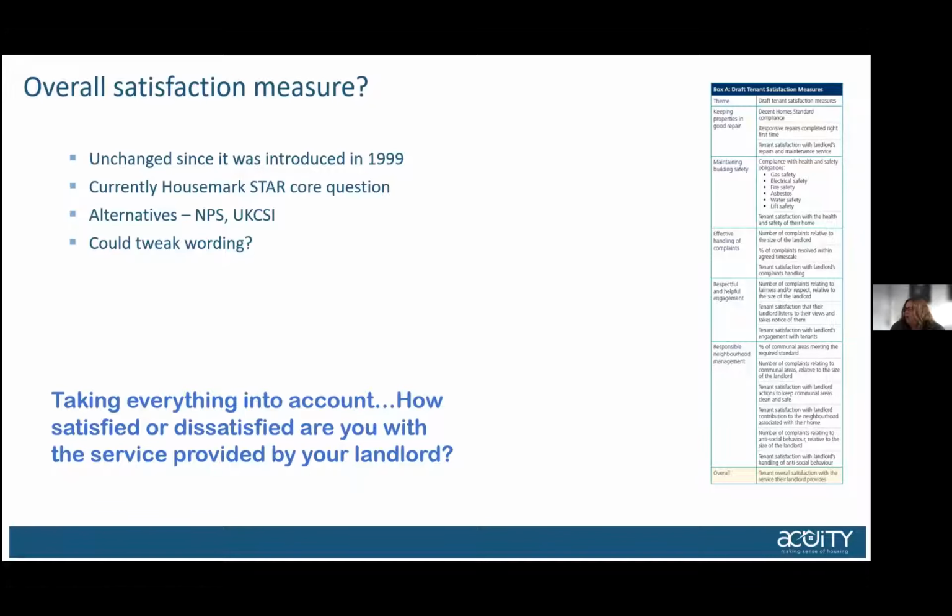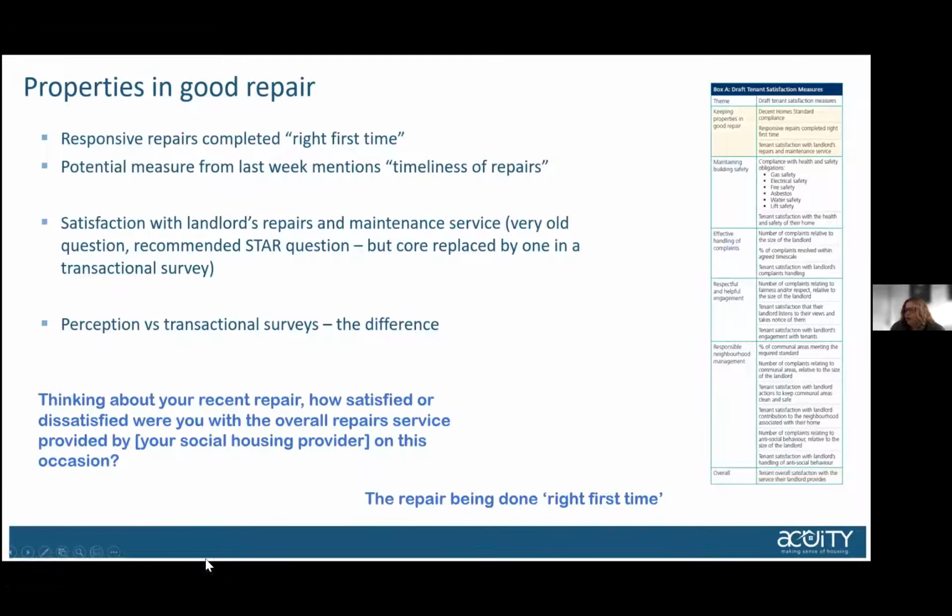So running down from the top, so lots of words. So first of all, hitting off with the big one, repairs. So from the white paper, we've got properties in good repairs. And there's a talk of two questions here. And the first one was talking about right first time. And I think from the discussions we've had with the regulator, they're aware of the complexity. And we've now got an introduction of timeliness of repair coming in.